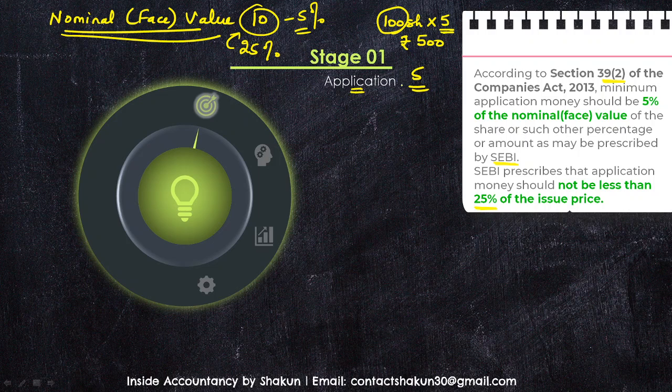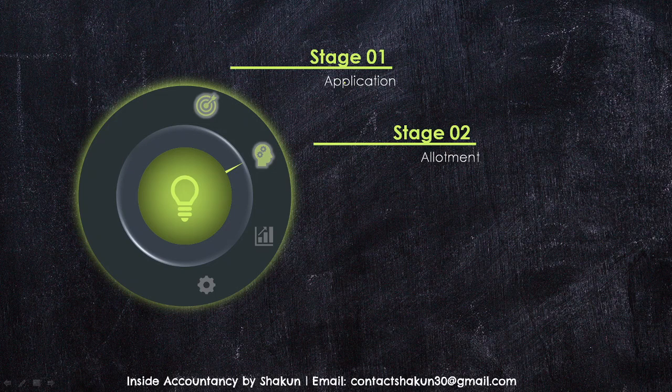So what is application? The first stage, where the shareholder applies to the company, asks for the shares, and while asking, they pay the application money to the particular company. Okay, so now the second stage is allotment.